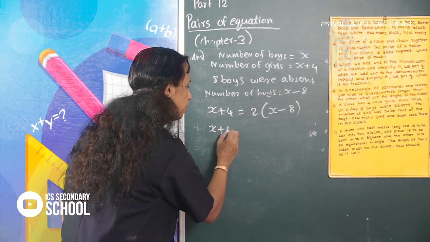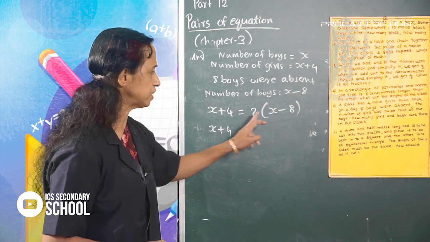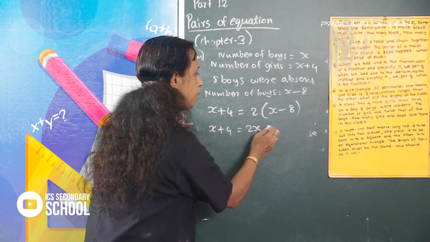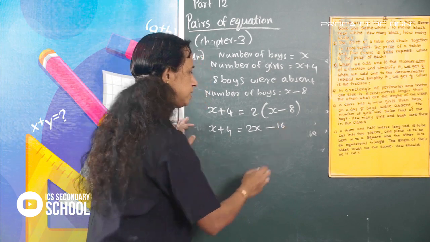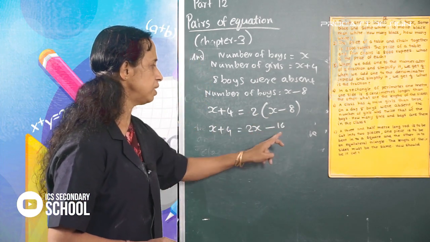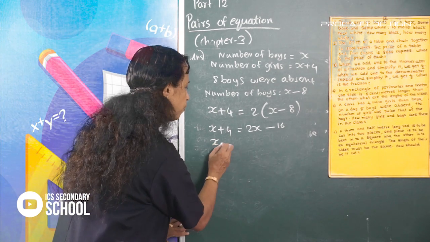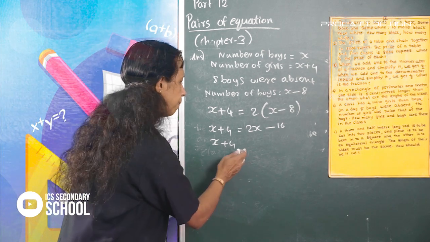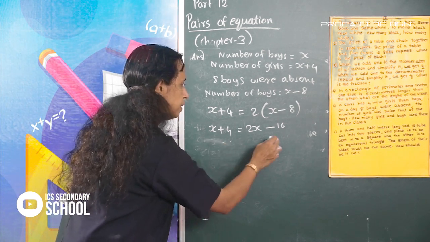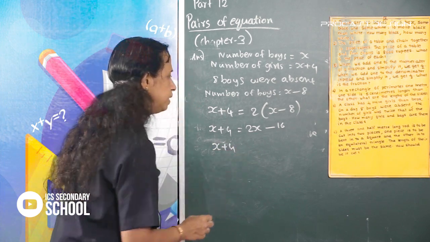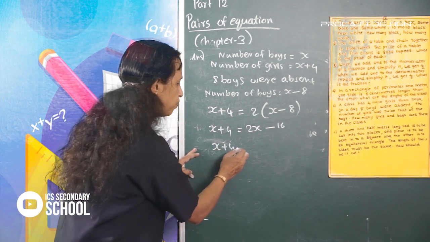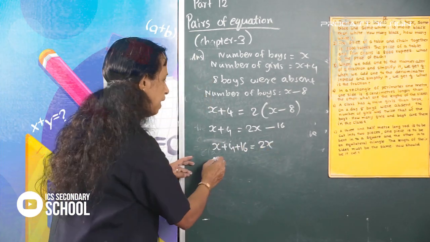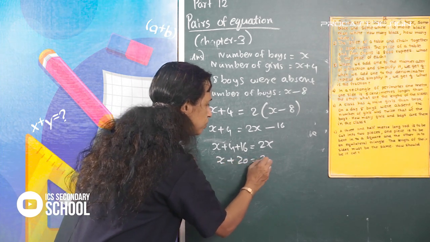x plus 4 is equal to, removing the bracket and multiplying, 2 into x, 2x, minus 2 into 8, 16. So x plus 4 is equal to 2x minus 16. Okay. Changing minus 16 to plus 16 on the other side, x plus 20 is equal to 2x.